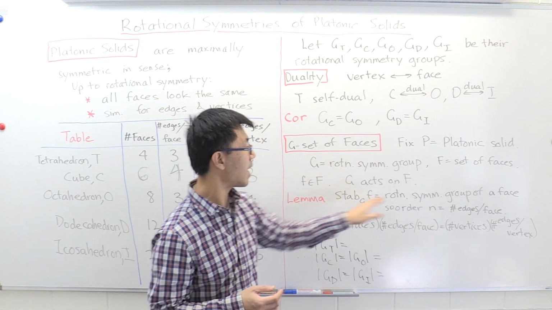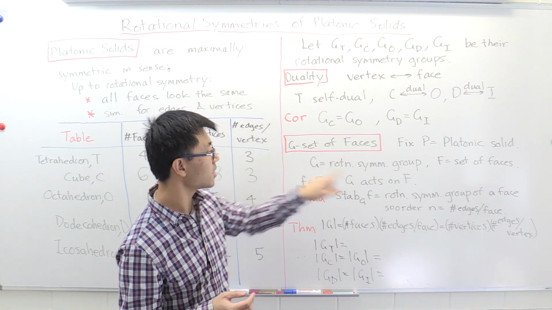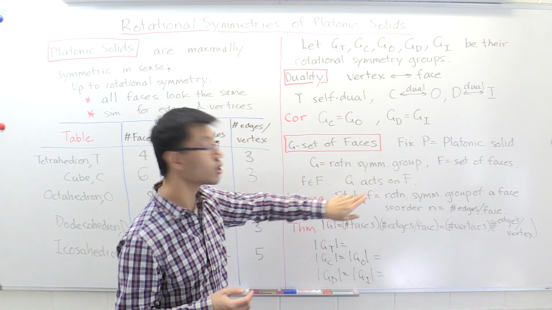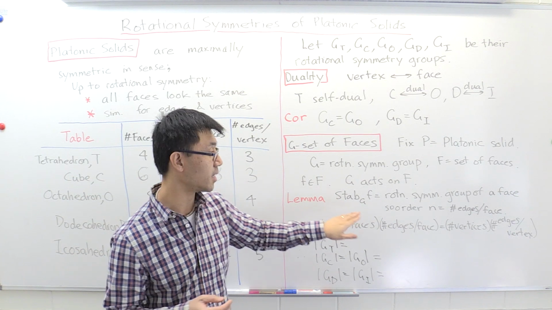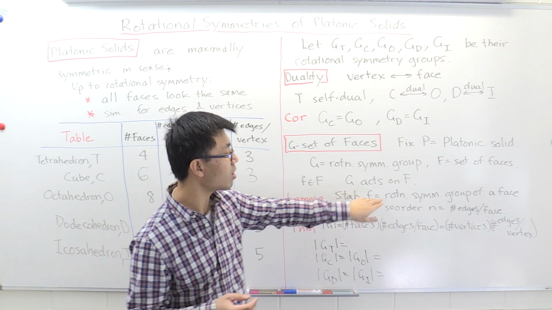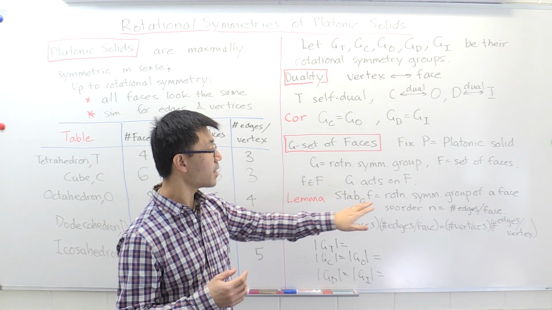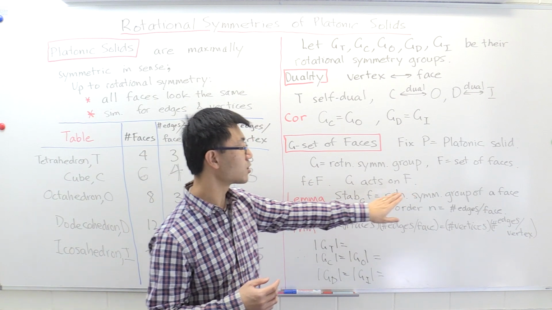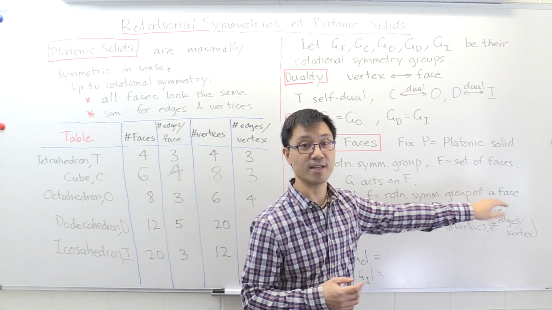So since G acts on F, and you have an element inside this G-set F, you can talk about stabilizers of elements inside here. So what's the stabilizer in G of f? Well, I claim that it's quite easy to say what it is. It's the rotational symmetry group of a face.